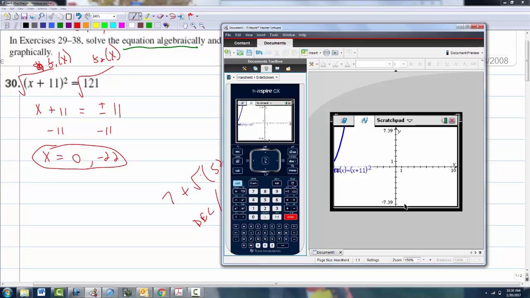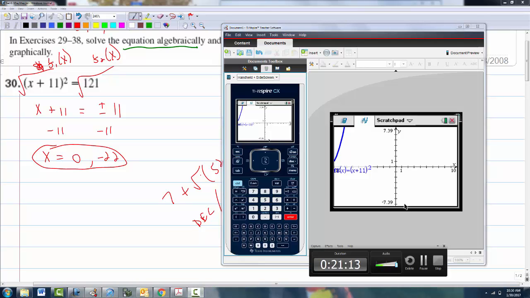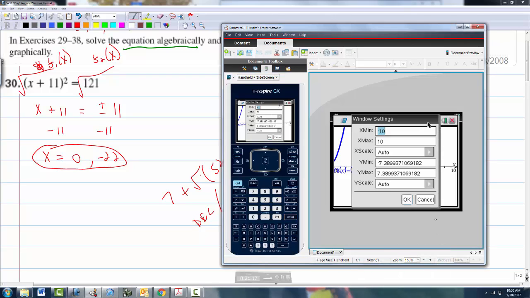7.29. This is a horizontal line that crosses through what on the y-axis? 121. So what do I have to do? I have to expand my window. Now, I'm not going to go through that pain on this Inspire. We'll do this offline to find out how I change my window. 12 easy button clicks. We got to the window settings.